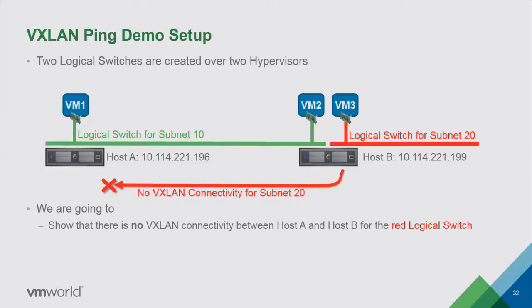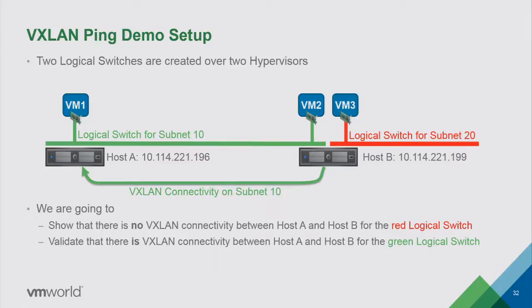So that's demo one. In the next demo, I'm going to show you the same VXLAN ping, unicast ping between these two hosts, but this time I'm going to use the green logical switch for subnet number 10. And this time you will see that the ping will succeed. So let's jump into the demo.